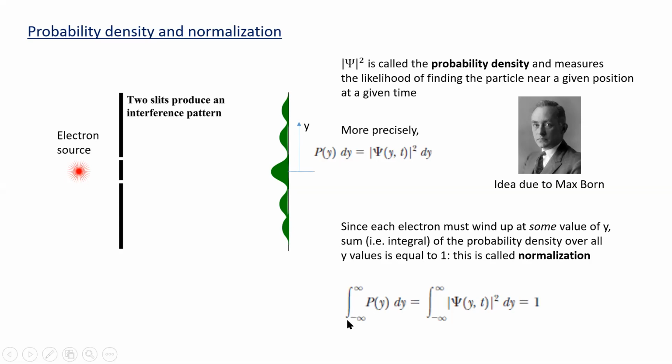So we write that as the integral from minus infinity to infinity of the probability density, which is equal, according to Max Born, to the square of our wave function. The probability density, the square of the wave function, integrated is equal to 1. And that's called normalization. We'll be seeing more examples of this as we develop our quantum physics.